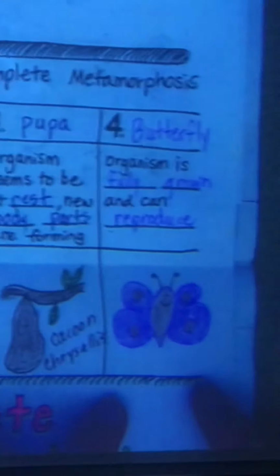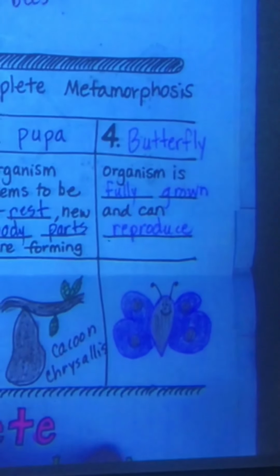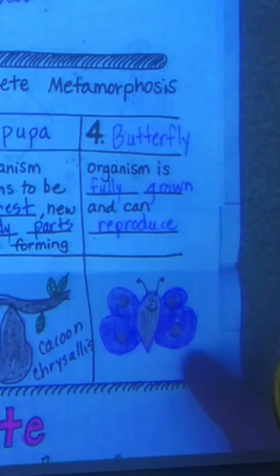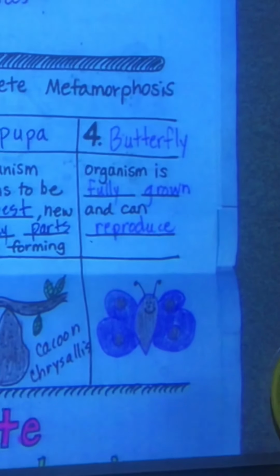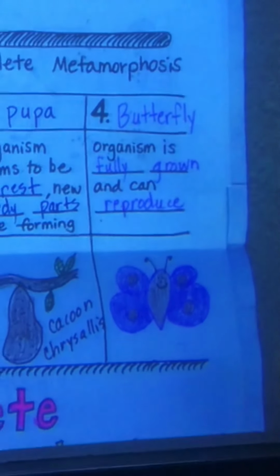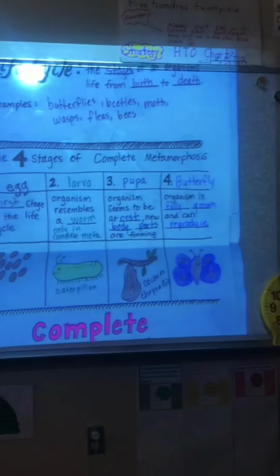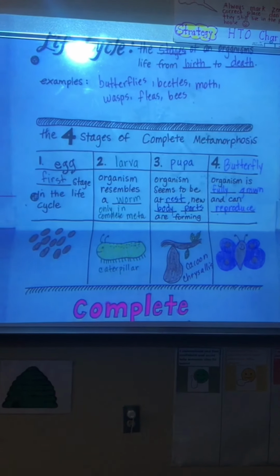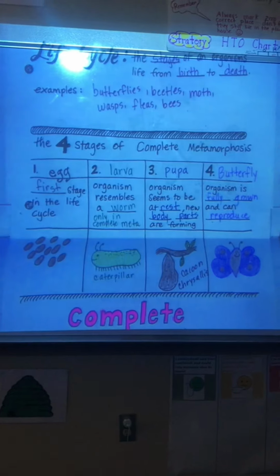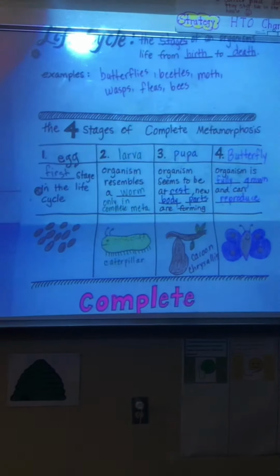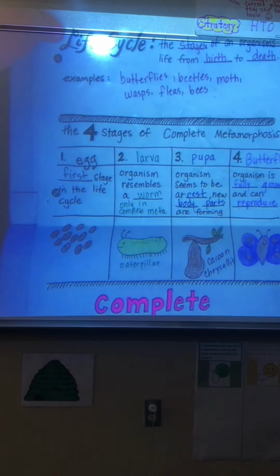The last thing that happens is the organism is fully grown and can reproduce. So then we have our newly hatched butterfly, and then that would be the complete metamorphosis from an egg to the larva to the pupa to the butterfly in the life cycle of a butterfly. Other insects go through similar things. They don't always all turn to pupas. Different insects go through different cycles. This is one that is complete metamorphosis. We also have insects that go through incomplete metamorphosis, and you'll learn that a little more as you get older.